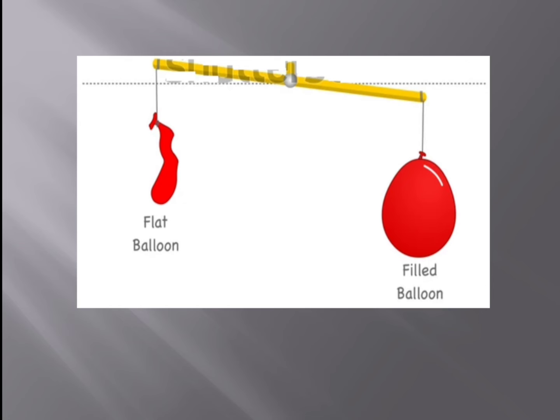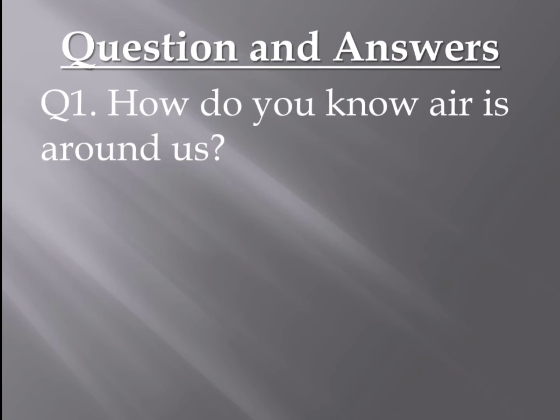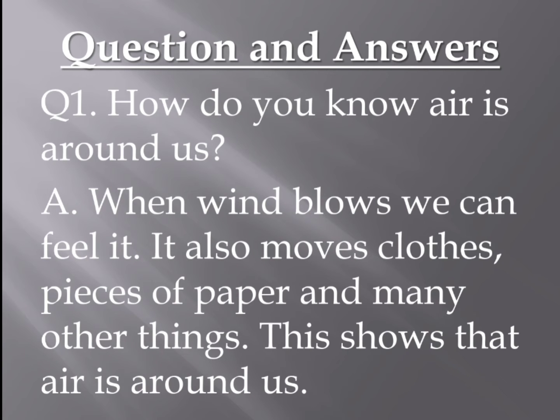Okay, children. So this is our topic for today. I have given a few keywords in your daily schedule. Please learn them and write them in your classwork. Coming to your question answers. How do you know air is around us? When wind blows, clothes move, isn't it, children? Some small pieces of paper also move, isn't it? Which have very little weight, that also moves, mainly tissue papers. So with this we can say air is around us.